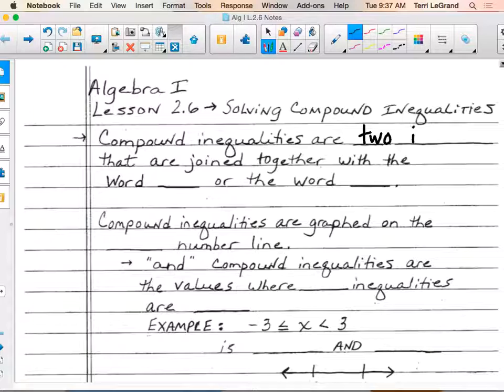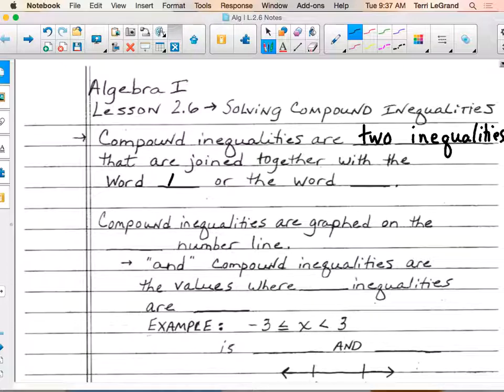So let's write two, and they are simple inequalities. We'll just call them two inequalities. So simple meaning when there's just one inequality sign involved. That's just a simple inequality, but once we combine two inequalities like that, and we join them together, they become a compound inequality. And what was the end of that, Devin? With the word and or the word or.